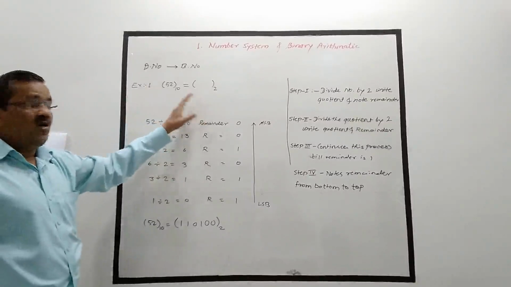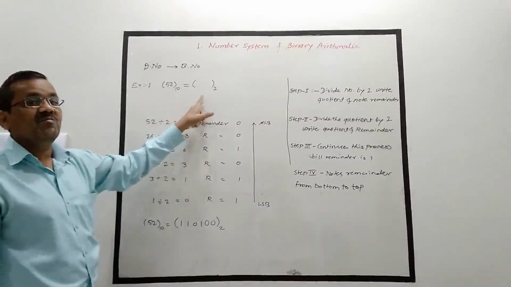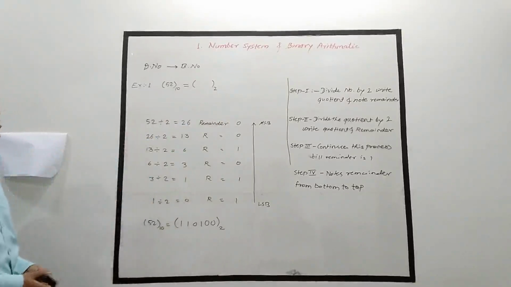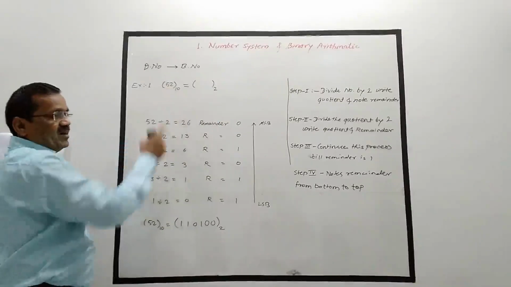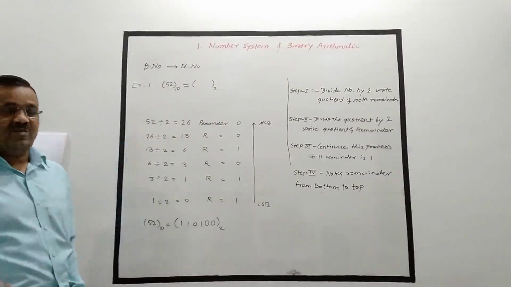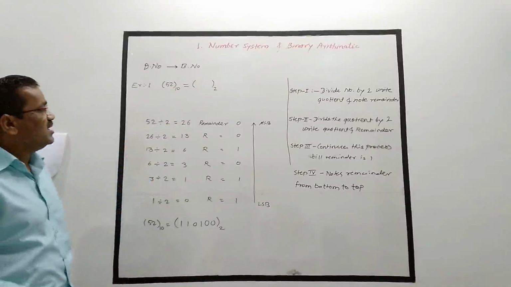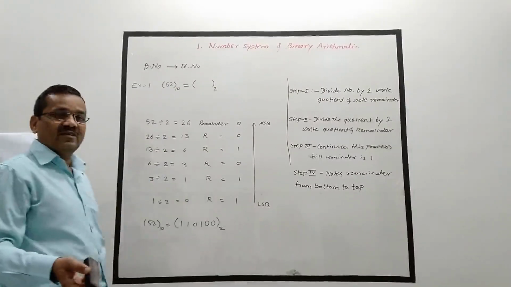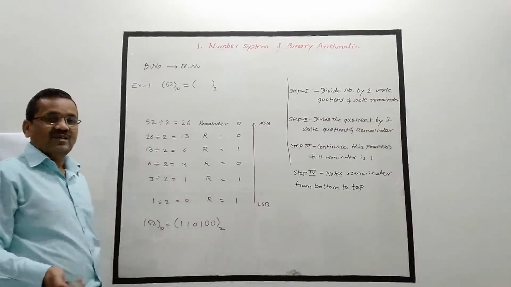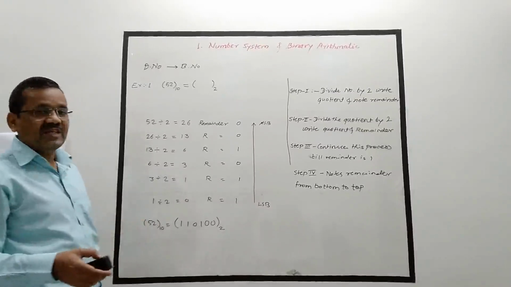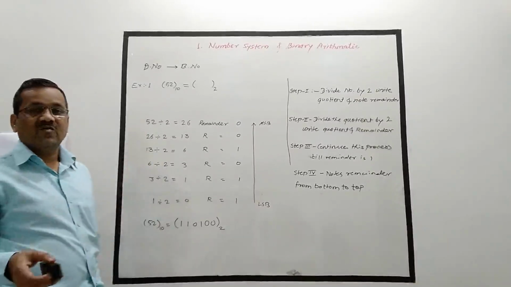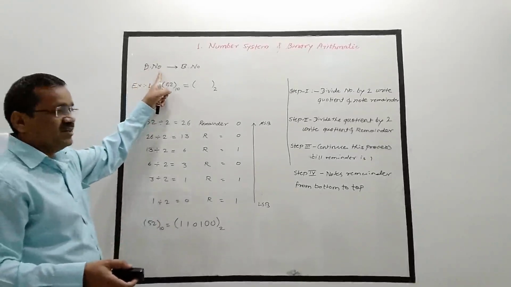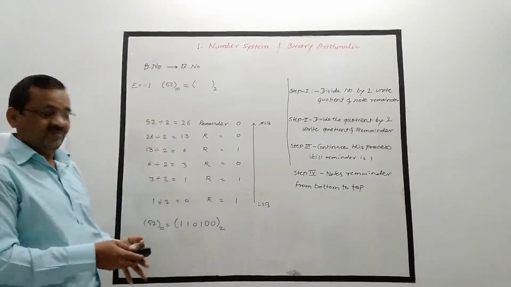Another procedure: decimal fraction into binary fraction. Another conversion, because 52 is what? Integer part. But what about the fraction of a decimal? So the procedure will be similar, but some changes are there. What are the changes? We can solve one example and write down the procedure for conversion of decimal fraction to binary fraction.